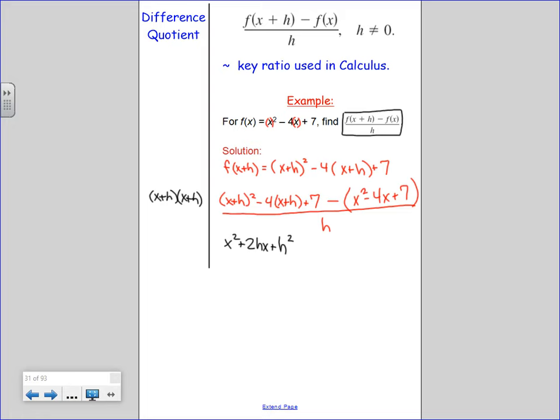No. What do I do with the minus of the next part? And what I like to do is distribute all at once so I don't forget anything. Some of you like to do it in your head. That's fine. Some of you just forget it and then you get it wrong. Don't do that. Minus x squared plus 4x minus 7 all over h. Simplify. Combine like terms.